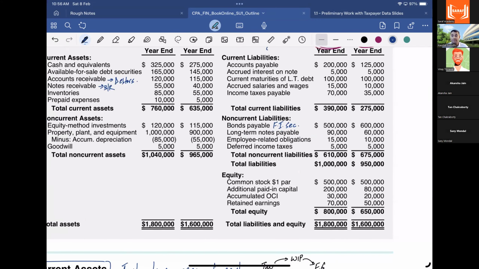Long-term notes payable, these are the bank loans or employee-related obligations. Deferred income taxes, let's stay a little away from them for now, because deferred income taxes cause a lot of confusion, and I really don't want to scare you, but it's actually one of the easiest parts of your FAR syllabus, one of the easiest sections or topics for you to cover. So deferred income tax is absolutely fine. It's very easy. So total non-current liabilities are here, and then you have total liabilities. Total liabilities refer to the summation of A and B over here, which is current and non-current.